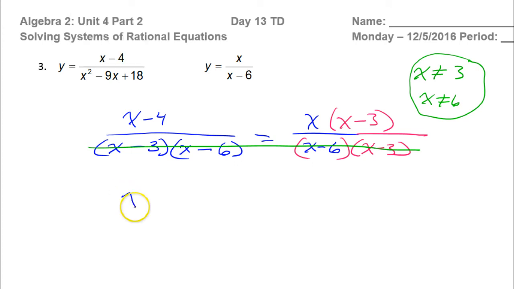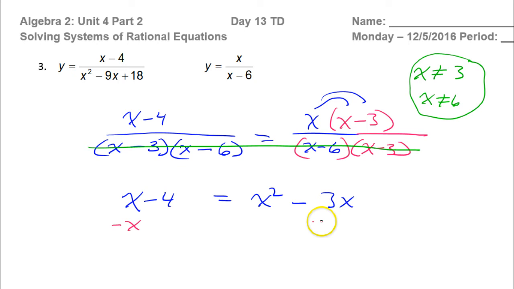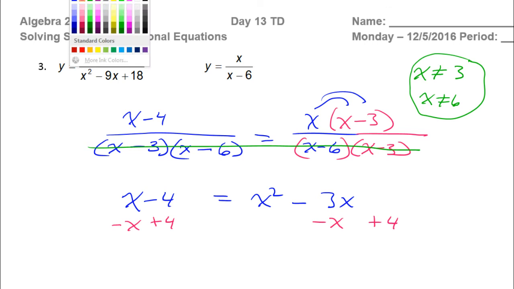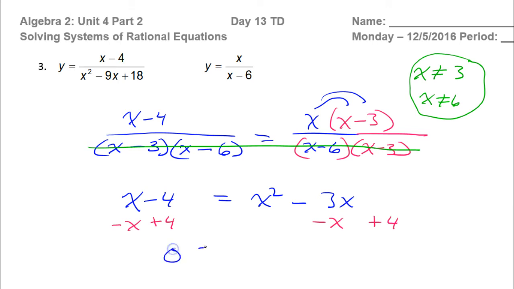So what we have left is x minus 4 equals, I'm going to distribute this, so that'll be x squared minus 3x. Let's get 0 on one side over here, so I'm going to subtract x from both sides, and I'm going to add 4 to both sides. So that's going to give me 0 is equal to x squared minus 4x plus 4.